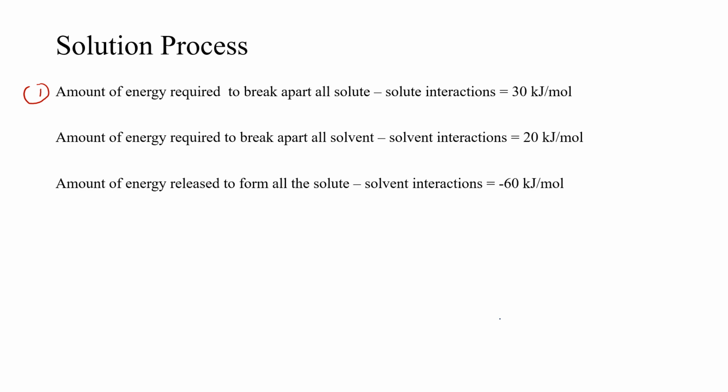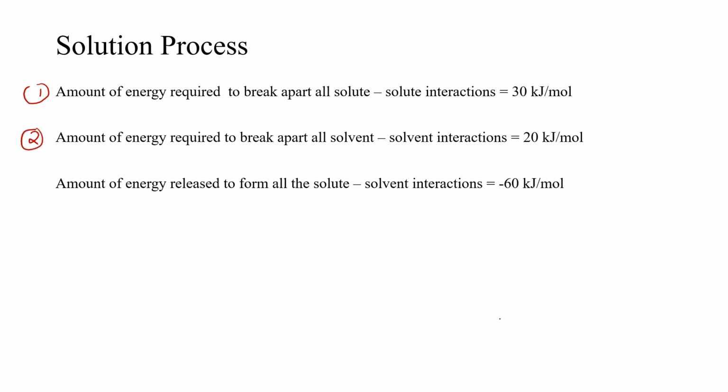Second numerical value is 20 kilojoules per mole. This is saying that that's the amount of energy that you need to break apart the solvent-solvent interactions. So it's a positive number. It's an amount of energy that is required to break those interactions apart, in kilojoules per mole. So that's my step number 2.